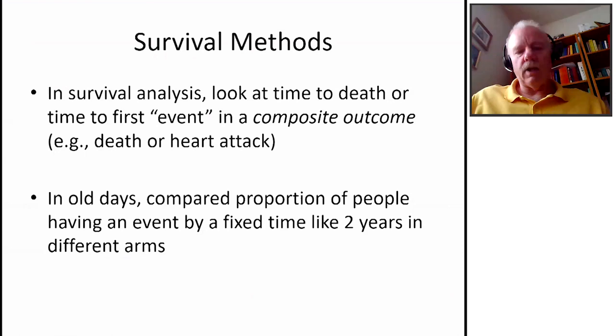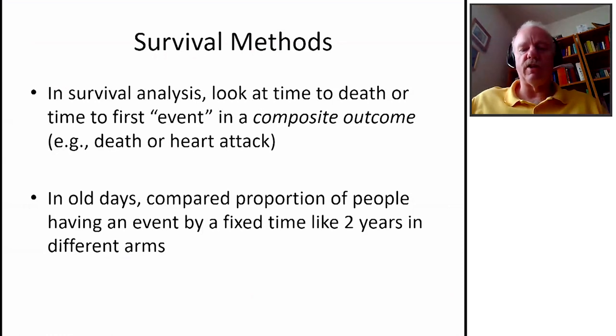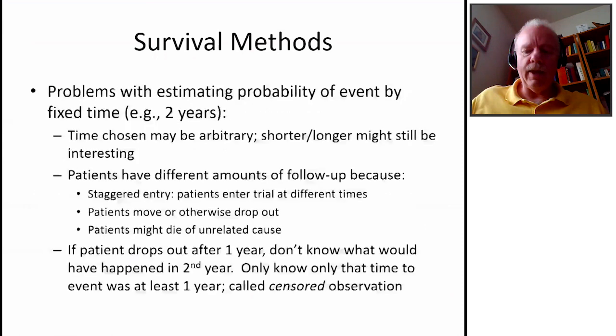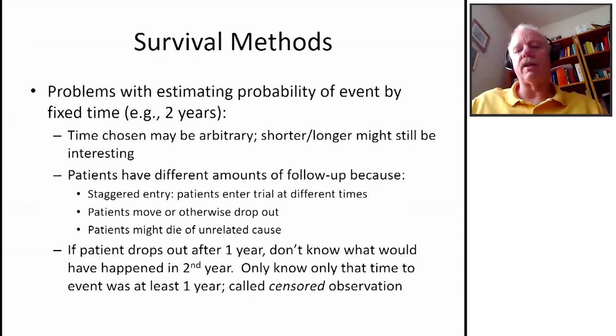So in the old days, what did people do? They compared the proportion of people who had an event by a fixed time, like 2 years, and they just compared the proportions. The problem with estimating the probability of having an event by a fixed time, 2 years, say, is that that time is often pretty arbitrary, because you're definitely interested in longer times as well, and maybe shorter times.